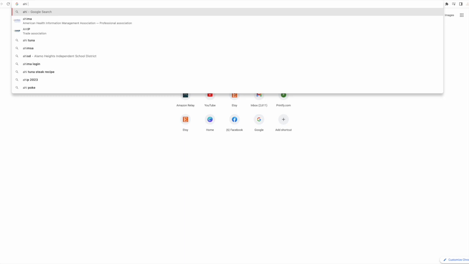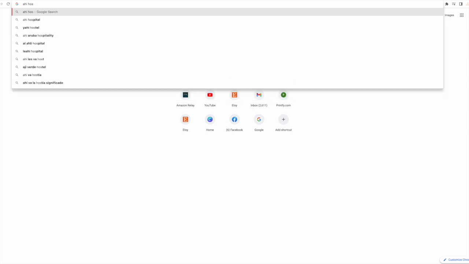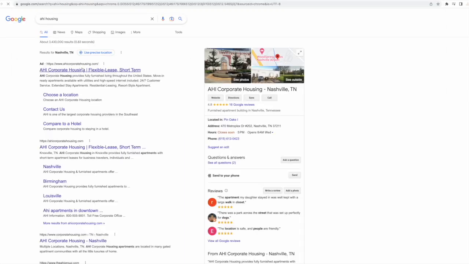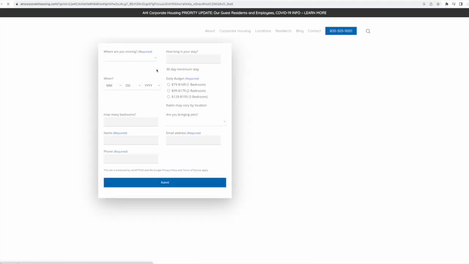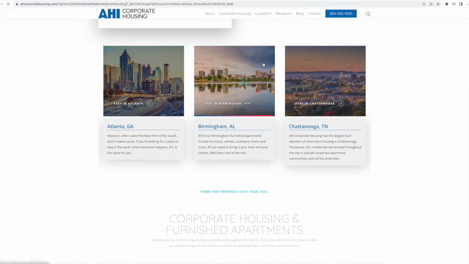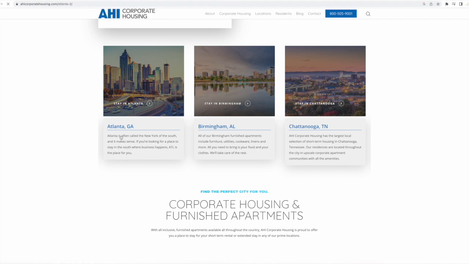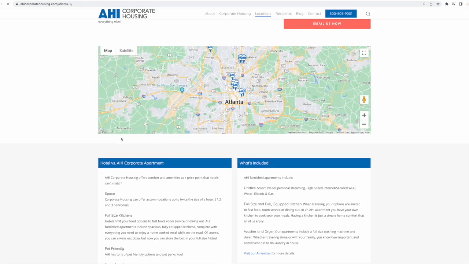Also, another place that you can look at corporate leasing, corporate housing, AHI. See, they're in Atlanta.